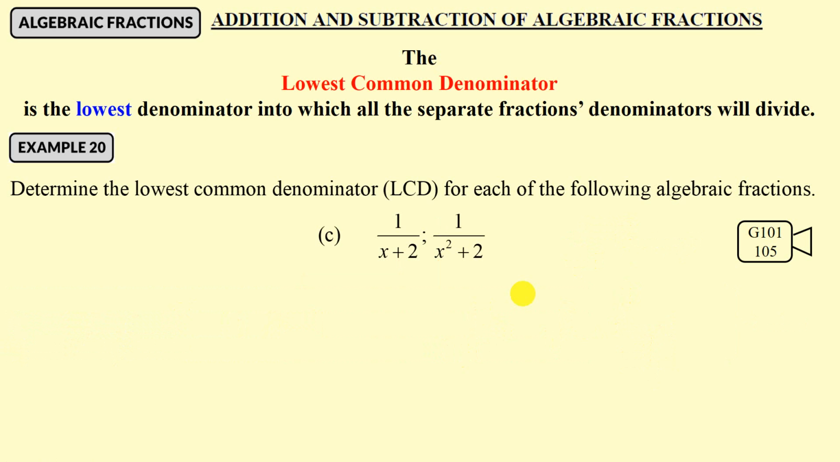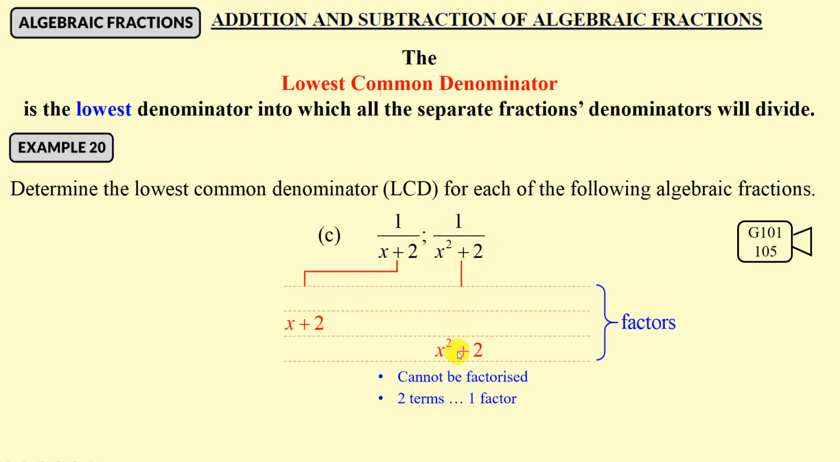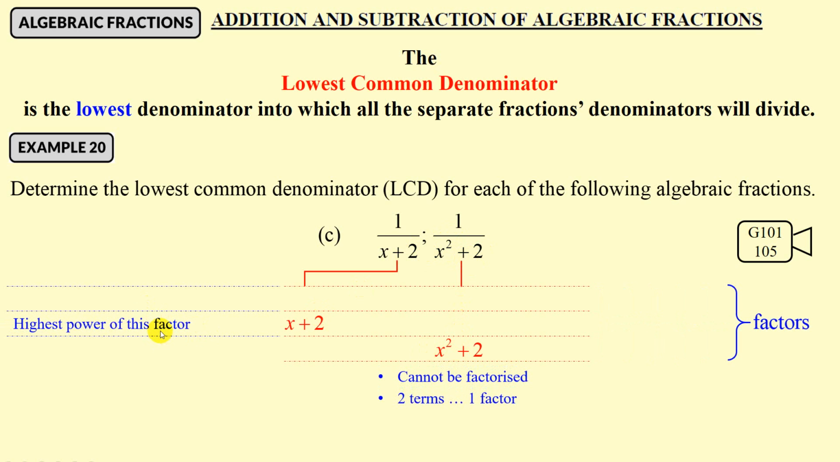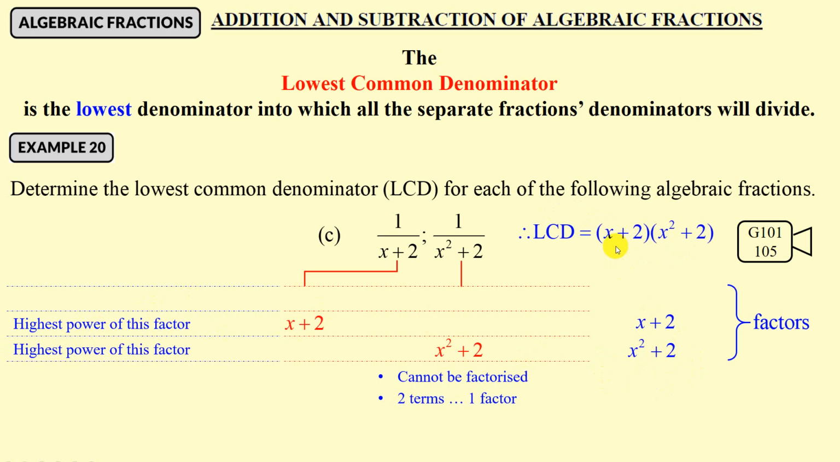The third one. Same thing there. I cannot factorize x squared plus 2. And it is 2 terms, therefore only one factor, so it goes in as a factor there. No numbers. Highest power of this factor, itself. Highest power of this factor, itself. And there is your lowest common denominator.